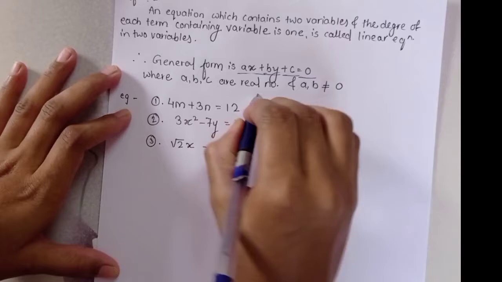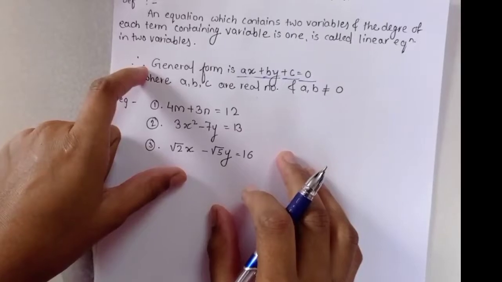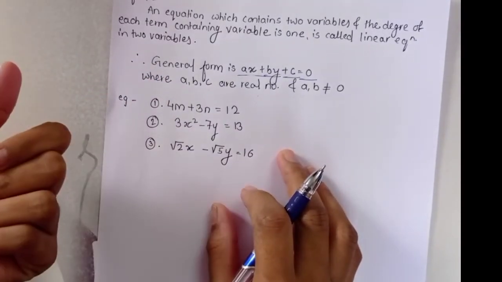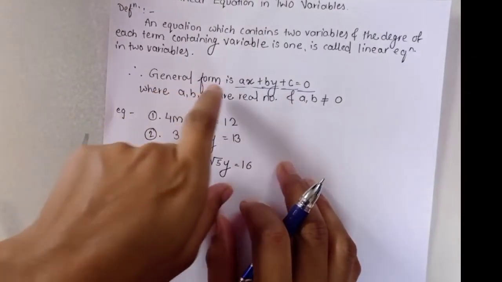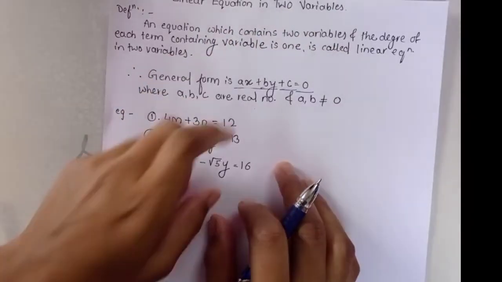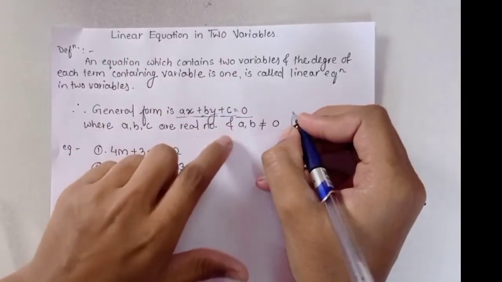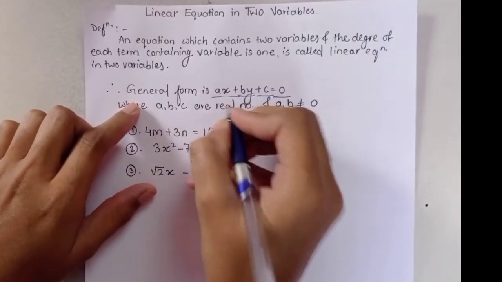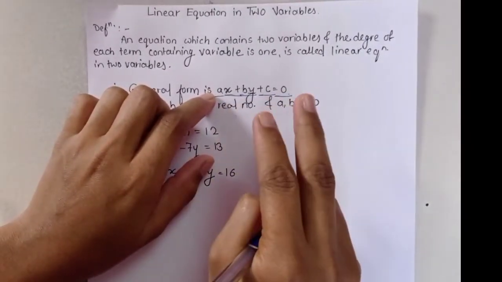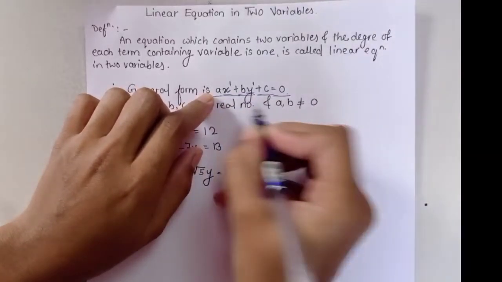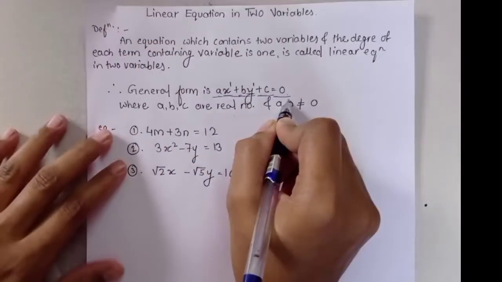They should be real numbers, and a and b should not be equal to 0. Now in simple words, how to identify or recognize a linear equation in two variables, we can use the general form of this equation. Here they are telling in this definition that two variables should be contained in that equation. Now this is one type of equation where x and y are two variables and whose degree is 1. Therefore this equation is said to be a linear equation in two variables.